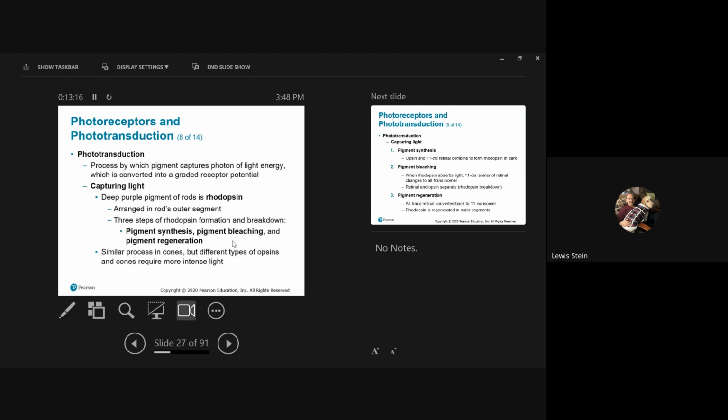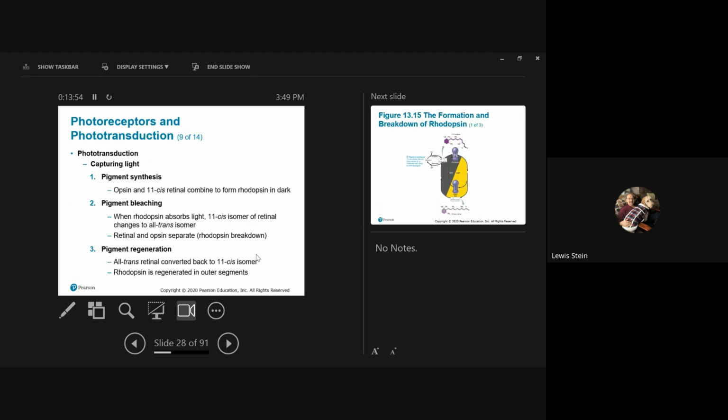And when it goes from bent to straight, it triggers the optic nerve. It's interesting. Pigments: the process by which pigments capture photons of light energy is converted into a graded receptor potential. What it basically means is, so that deep purple of rhodopsin in the rod, all of them go through a similar process. After it's been triggered, okay, it's gobbled up. So the pigment is made, it undergoes a process called bleaching, and then it regenerates. Similar in cones, but they're different types of opsins. I think the rod is the easiest to explain.